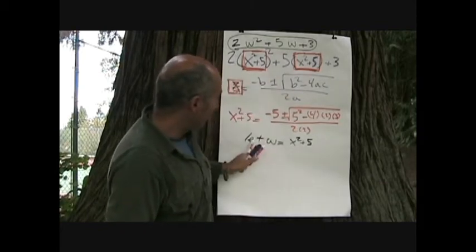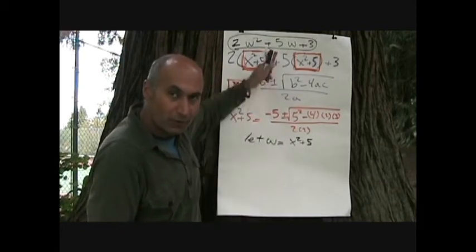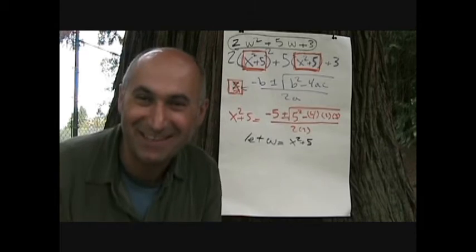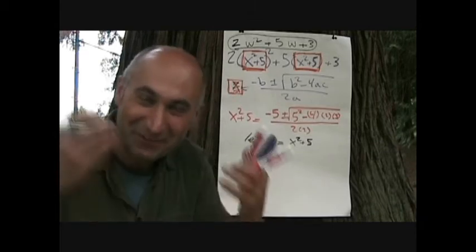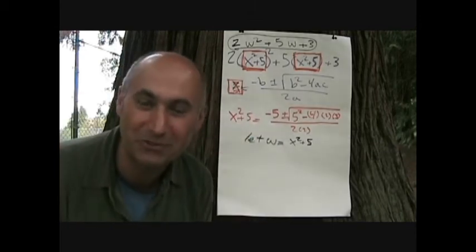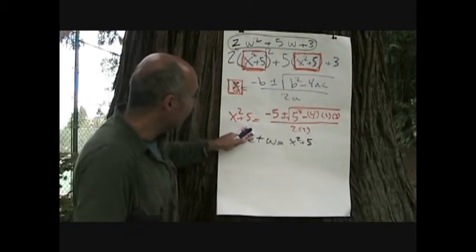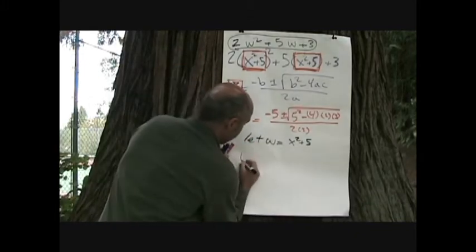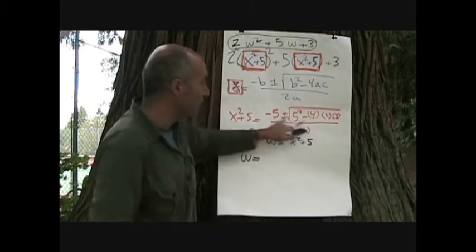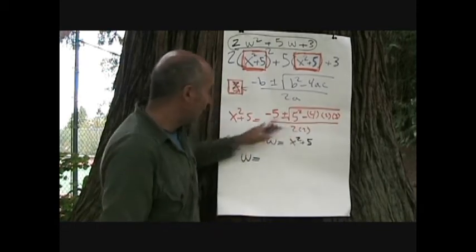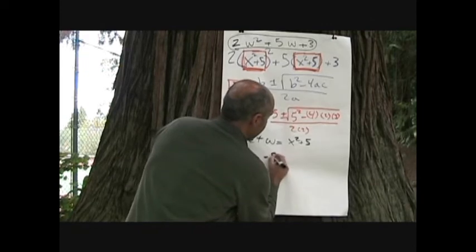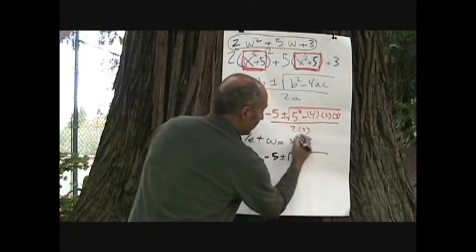At the beginning here, I'm trying to go through the explanation of the mental process and why we do this, just to make life easier for us, right? So what we end up having here is w is equal to this guy simplified. So that's going to be negative 5 plus or minus 25.